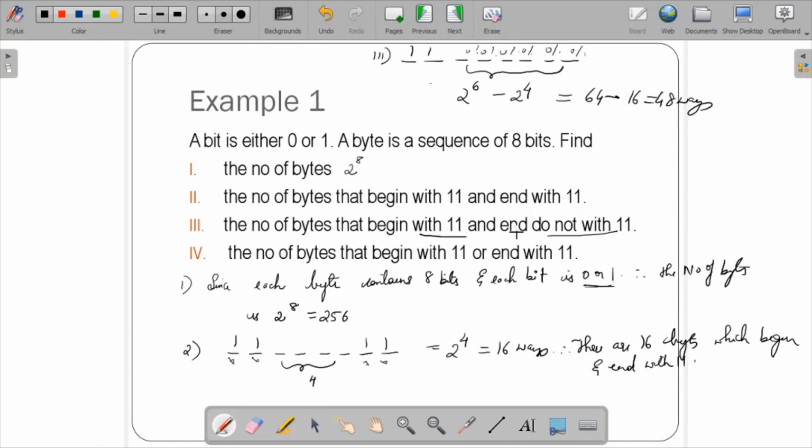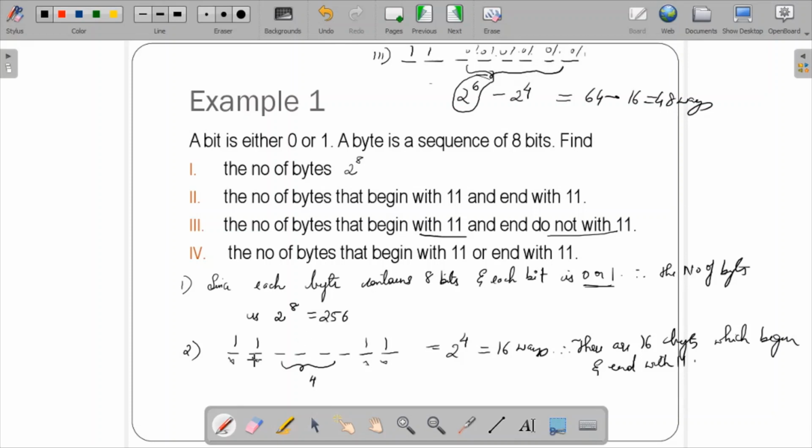I'll repeat if you want. They told begin with 1 1, so I filled 1 1 and I cannot rearrange this, it's fixed. The rest 6 terms I need to rearrange. So how can I rearrange those 6 terms? In 2 to the power 6 ways. But the condition is that the last 2 should not be 1 1. This 2 to the power 6 is also giving me answers which end with 1 1, so I need to subtract the ones ending with 1 1.